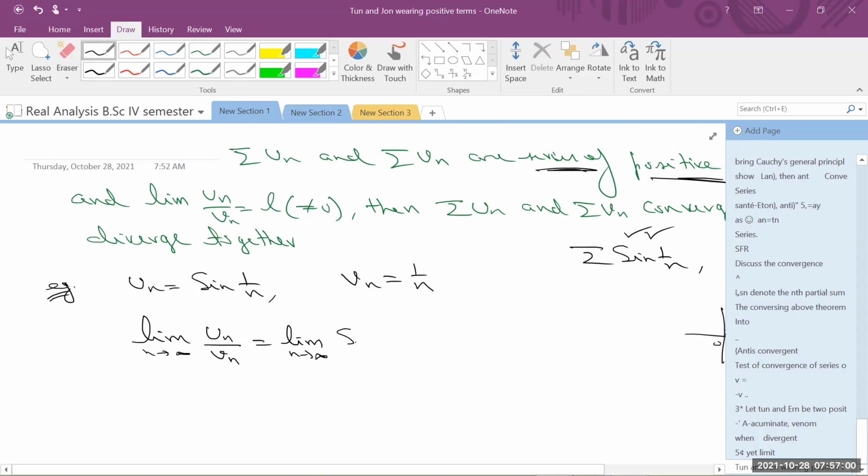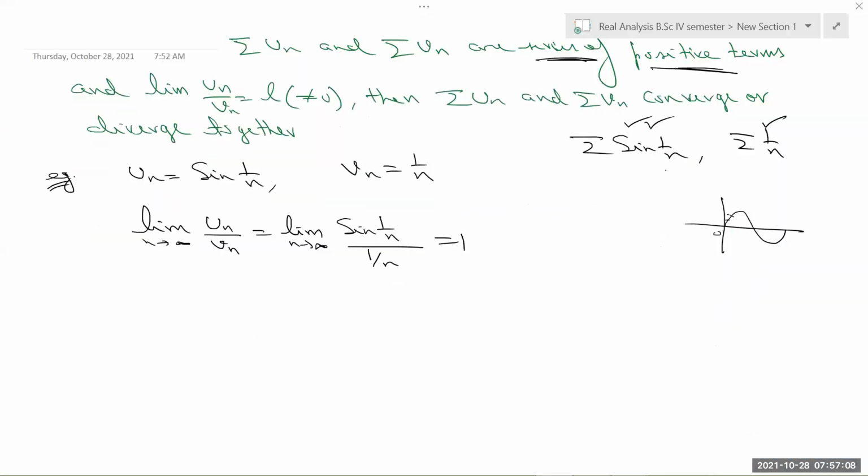Sine 1 by n upon 1 by n. So it is equal to 1. Again, its limit is a non-zero and finite quantity. So this implies that both series will behave together. And since this one is a well-known series, this diverges.